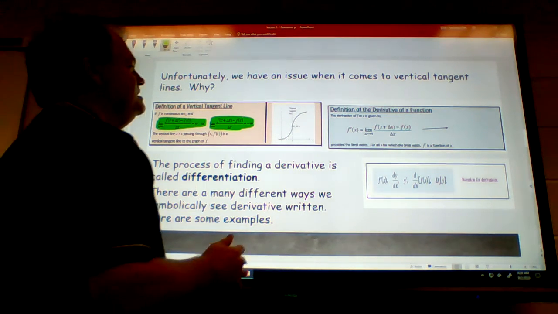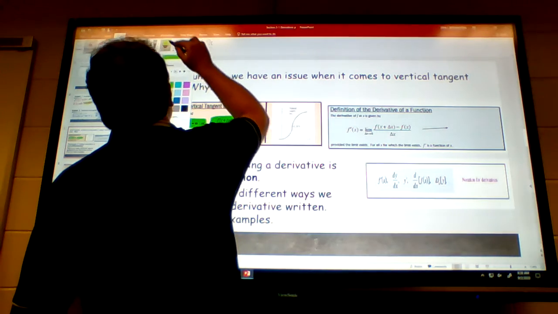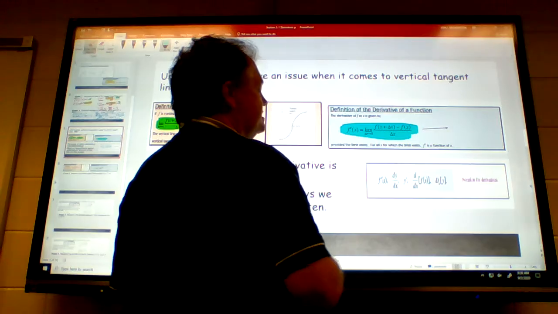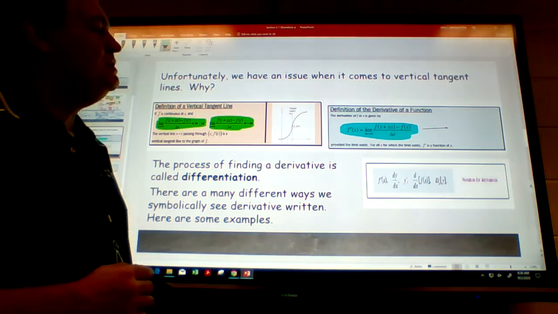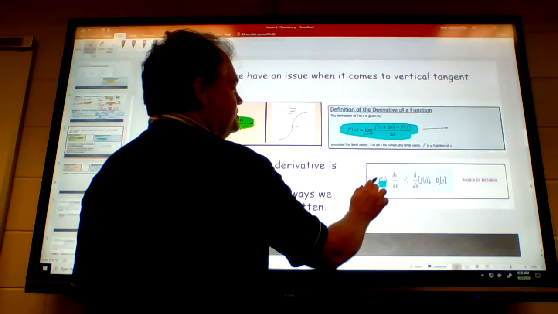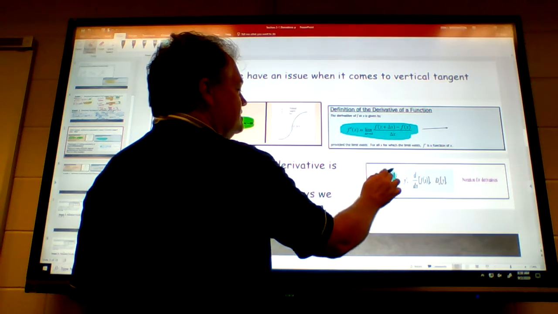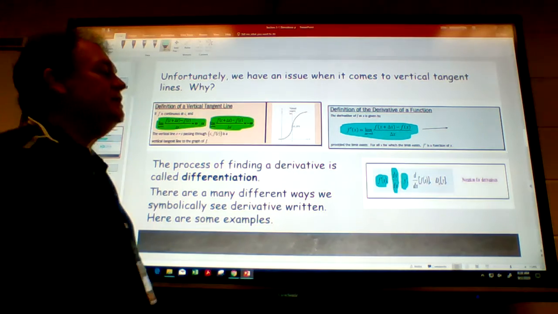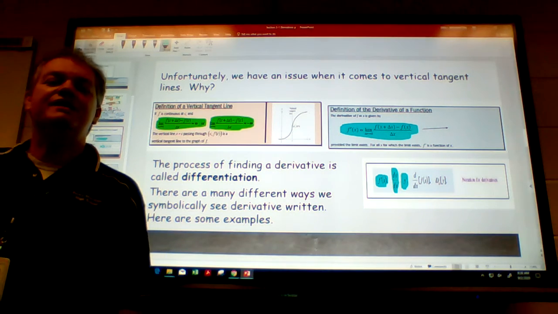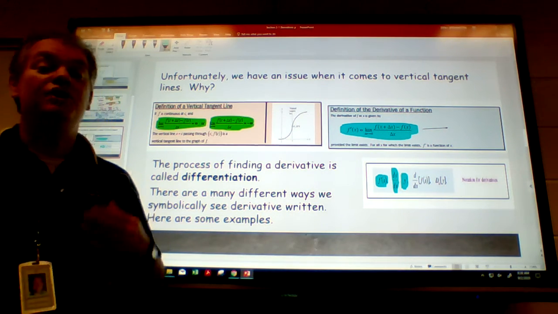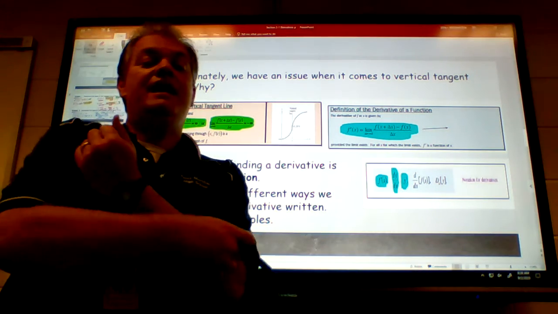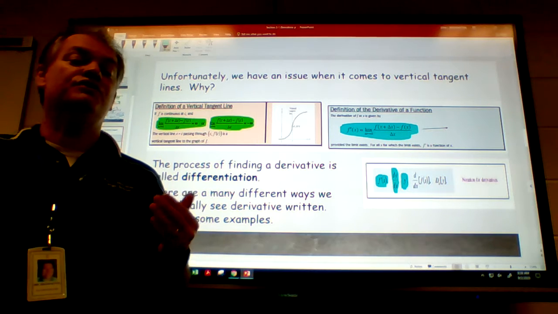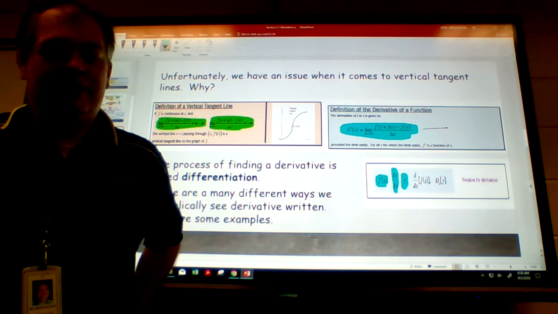But the derivative itself is as follows, and I'm going to highlight that in a different color, f prime of x. Now, you can write the derivative in multiple different ways: f prime of x, dy dx, y prime, and then there's the other two methods. Those are probably the most common methods you'll see, but they all mean the same thing, derivative. And basically, derivative is the slope of a particular curve or line at an exact point.